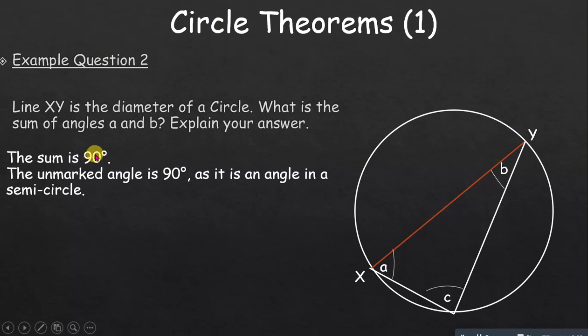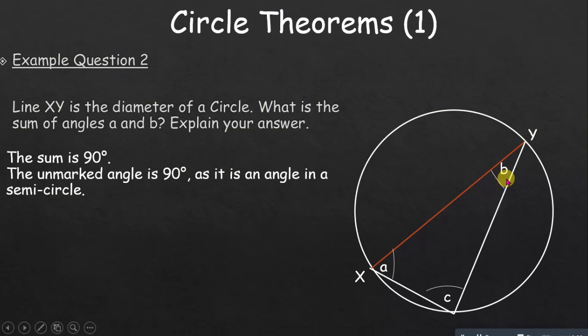So the sum is 90 degrees. When you add A and B, it will always give you 90 degrees. And this C will also give you what? 90 degrees. But let's continue. The unmarked angle is 90 degrees as it is an angle in a semicircle, right? It's from a semicircle because this is the diameter and this is a semicircle and this is the other semicircle.